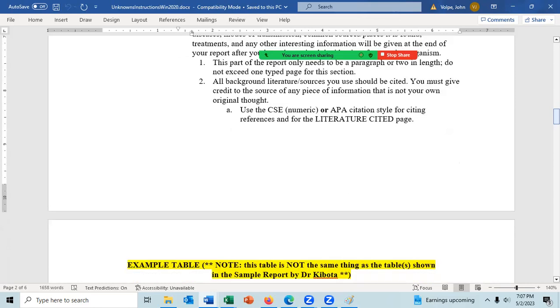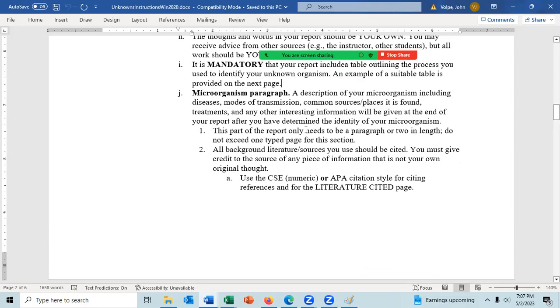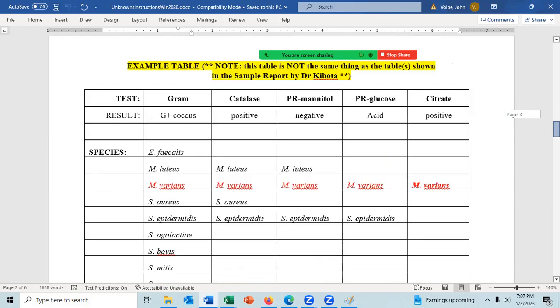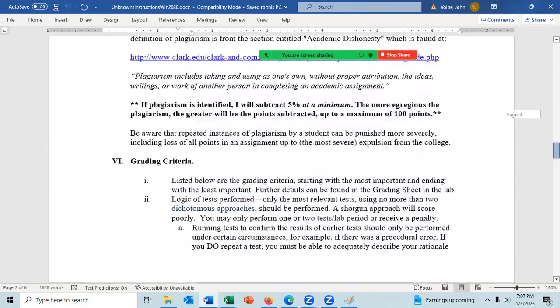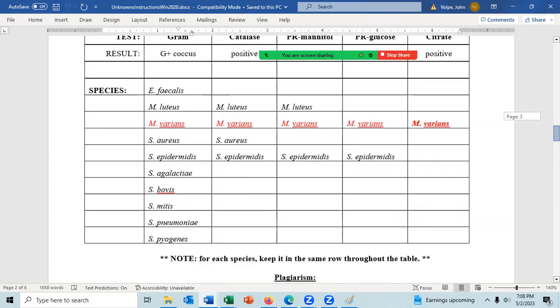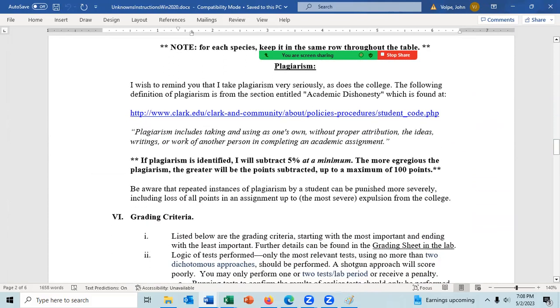Most students will only have like 1 reference that they're getting for where they get the information about their microorganism, and that's fine. You do need a reference section to state where you got your information from. Do not plagiarize. You could get a 0 on this project if you do plagiarize. At a minimum, you'll get a 5% penalty.